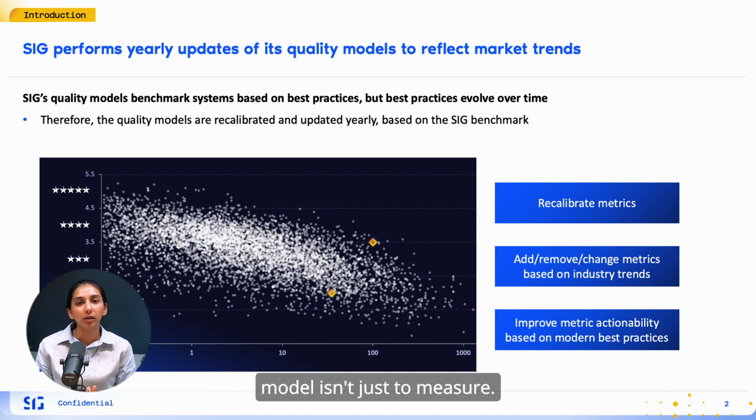The third category is improving metric actionability. The goal of the quality model isn't just to measure, it's also to help people improve. Therefore, it is important that each metric has an actionable insight.